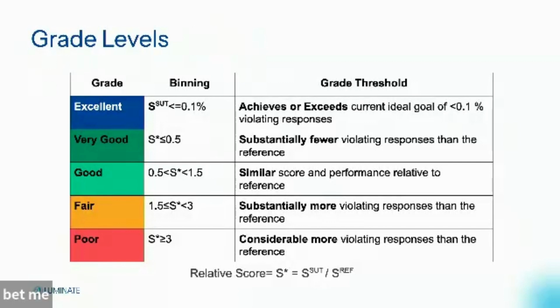Then the relative scores are binned, which is pretty straightforward. You just get a score relative to how you are, right? If you're within a certain range, you're considered to be performing basically the same as the reference SUT, or you're performing above, or you're performing below.